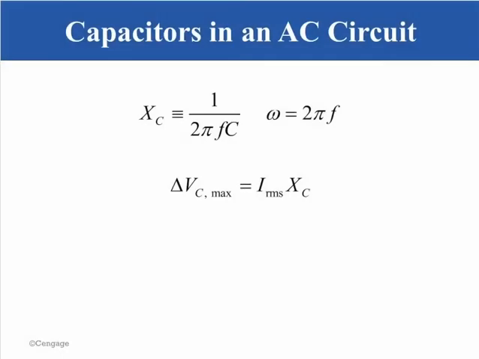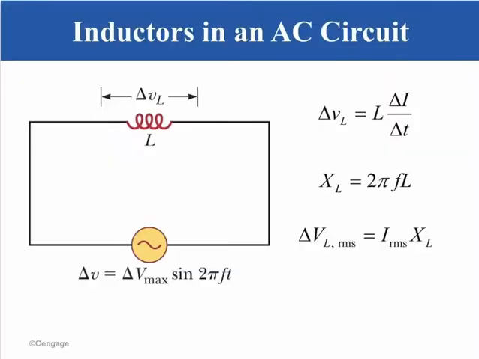The impeding effect of a capacitor on the current in an AC circuit is expressed in terms of a factor called the capacitive reactance. When C is in farads and f in hertz, the unit of capacitive reactance is the ohm. From this equation, we can see that as the frequency f of the voltage source increases, the capacitive reactance decreases, so the current increases.